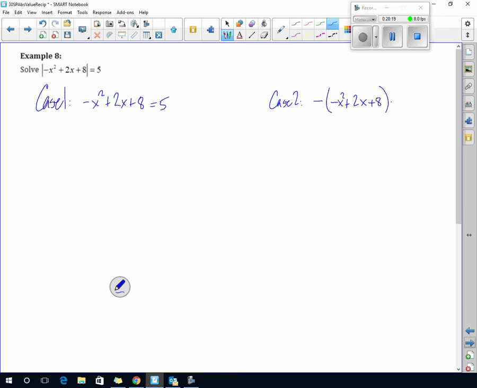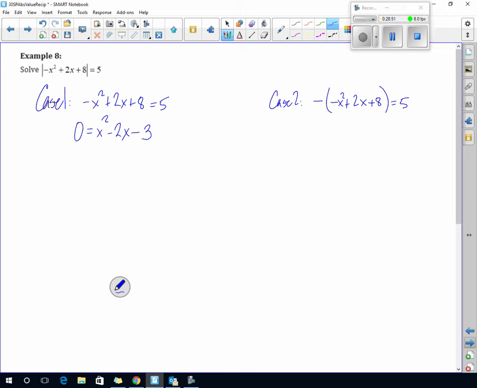So in order to solve this, we need to make sure everything's equal to 0. But because it's a negative x squared, I'm going to move everything over to the right-hand side. 0 equals x squared minus 2x minus 3. Why do I do that? Because it's just craziness to try to factor a negative x squared. 0 equals, what, x minus 3, x plus 1? So x equals 3 and negative 1.